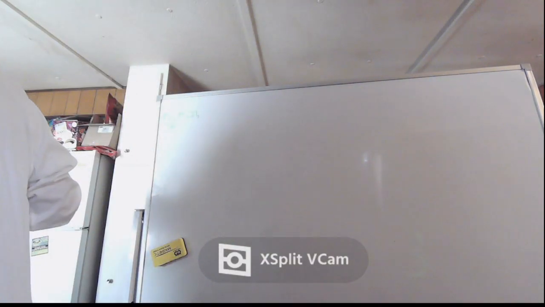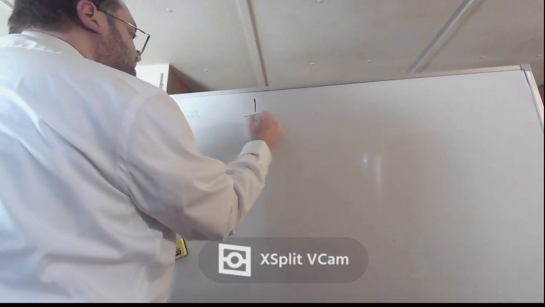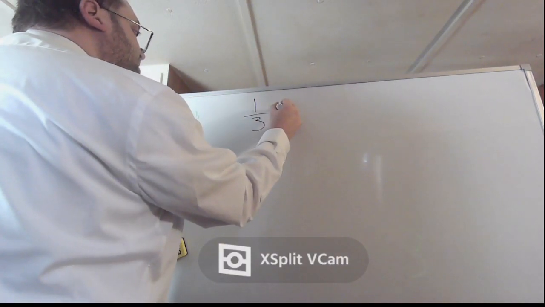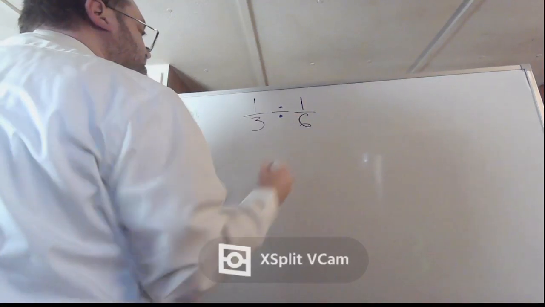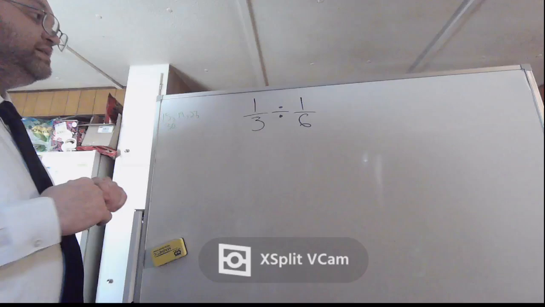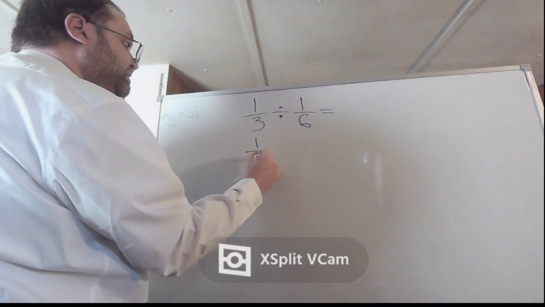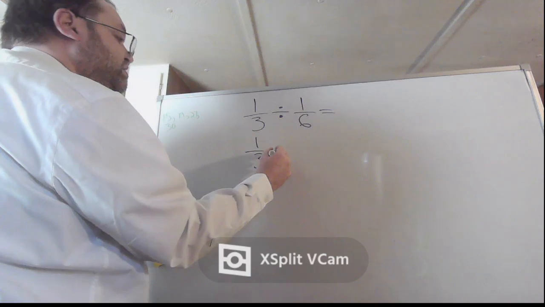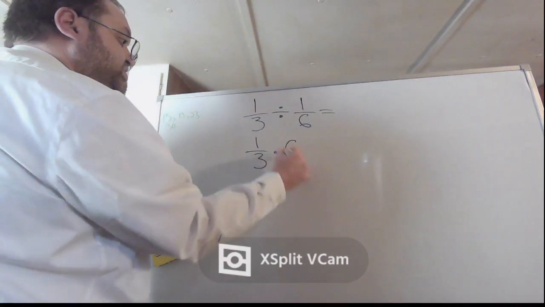Got 4 more problems here. Number 15. We have 1/3 divided by 1/6. So 1/3 divided by 1/6. Again, we're going to invert and multiply. The 1/3 stays the same. However, we are multiplying by the reciprocal of 1/6, which is 6.